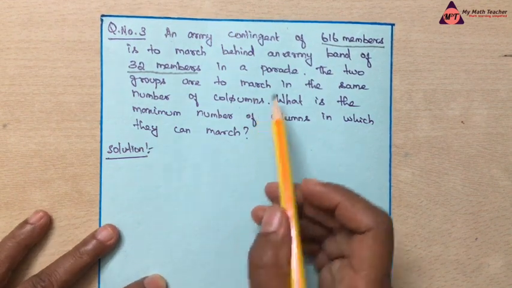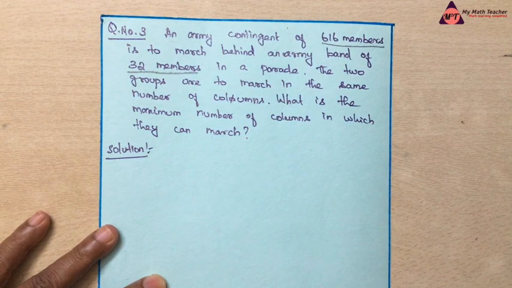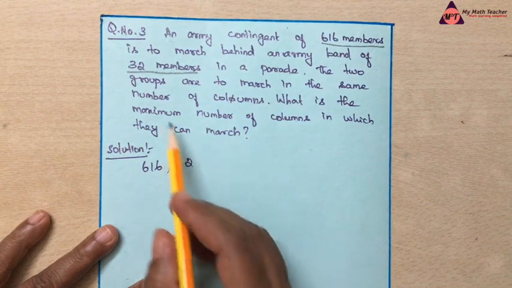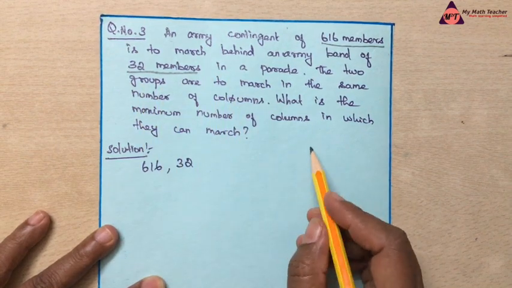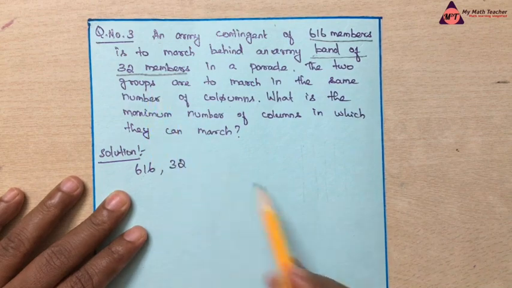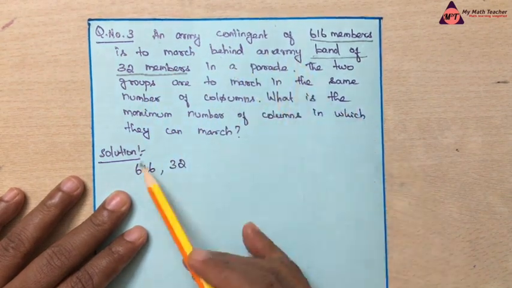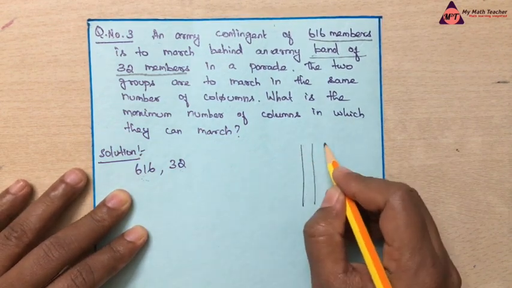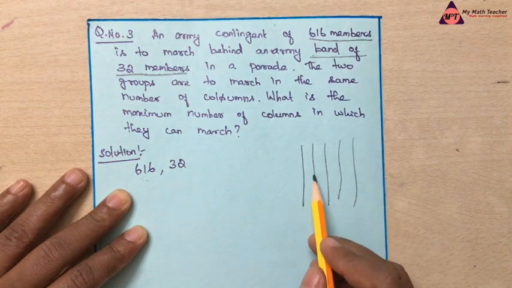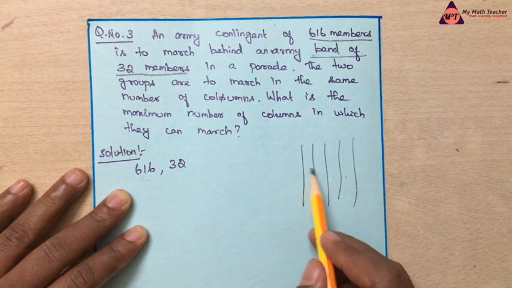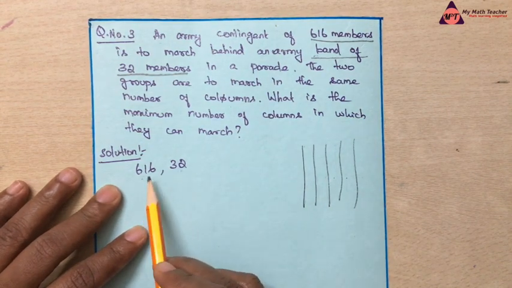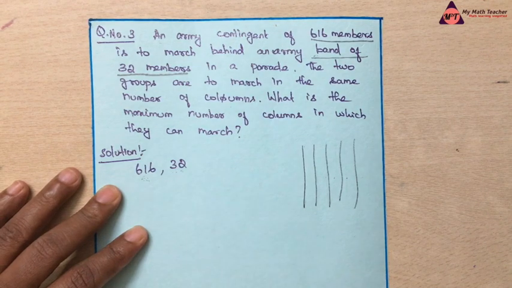Okay, so there are two groups here. One is the first one 616 members. The second group consists of 32 members. So now the band of 32 members will be marching in the front, followed by these 616 members. They will be marching in columns like this, where in each column there will be equal number of members. Okay, so first of all, for both of these numbers we should find a common factor. So for finding the common factor, we have to find the HCF.